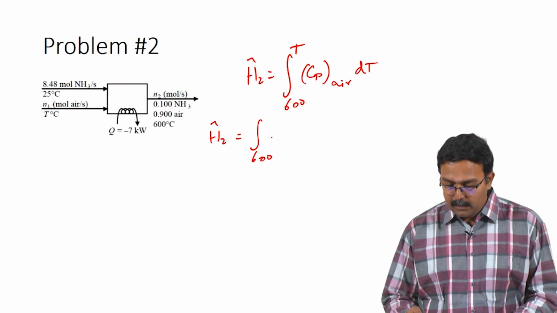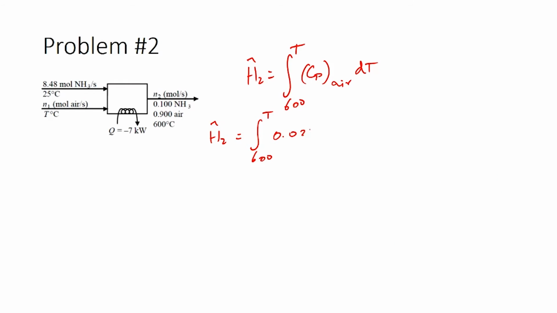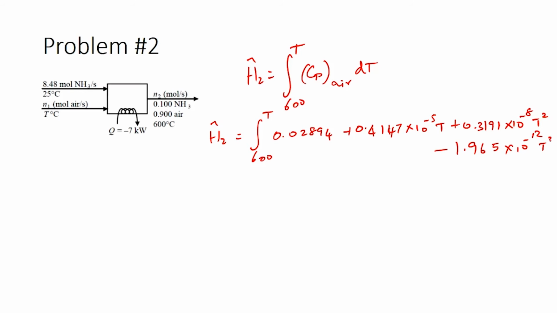integral 600 to T Cp of air, which is 0.02894 plus 0.4147 times 10 power minus 5 T plus 0.3191 times 10 power minus 8 T squared minus 1.965 times 10 power minus 12 T cube, and this would be dT. So, this would be solved by integration to get the 4th order polynomial.